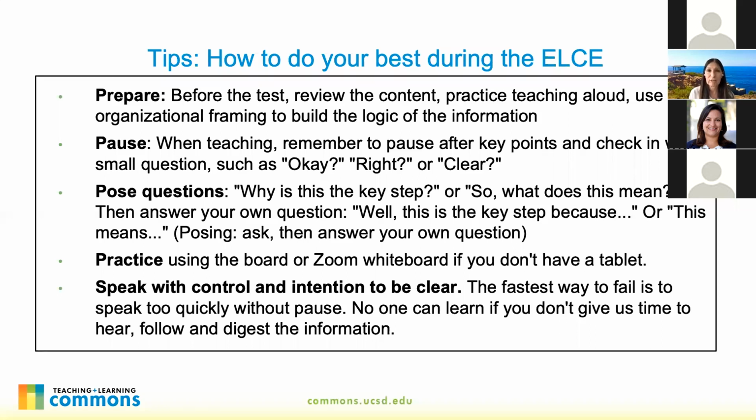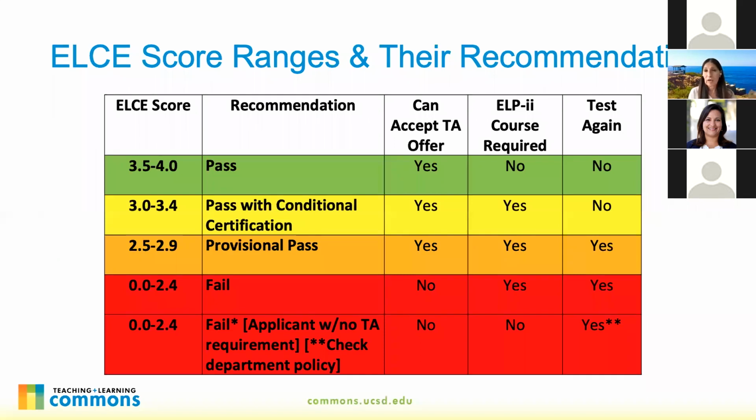Okay, next slide, please. Here at the end of the test, here are the score ranges. You'll notice the 3 yellow signs, I go by the traffic signals. Green light means go, red light means pause. Okay, so these 3 categories, from a score of a 2.5 to a 4.0, provisional pass, conditional certification, and a pass, you are eligible to accept a TA offer.